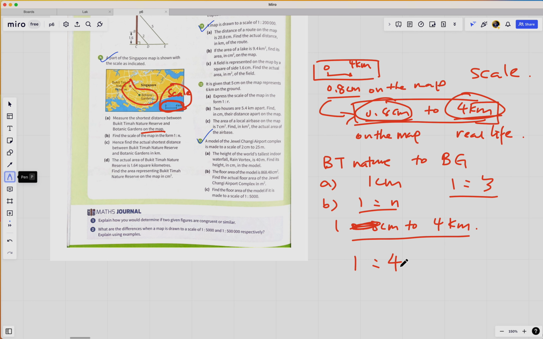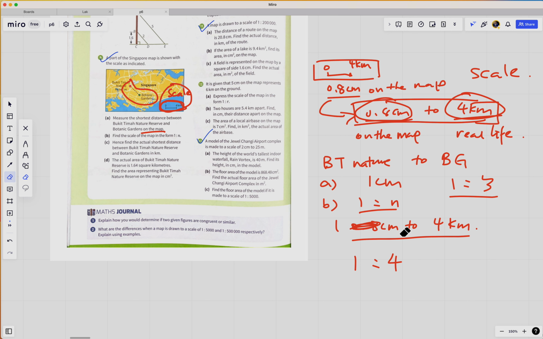Do you think it's correct or not? No. Why not? Because 1 to 4 shows that maybe 1 cm to 4 cm. Exactly. So in a way, you see, you already understand a little bit of ratio. Actually, 1 to n is a ratio.